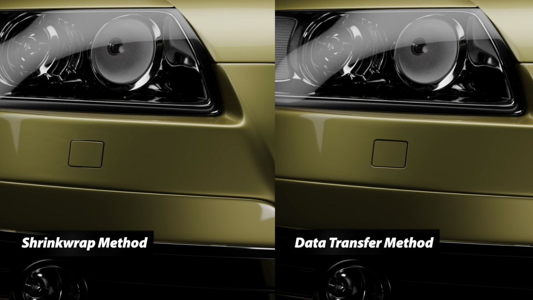So you can see here on the left, we're using the Shrinkwrap method, and there's still some crinkliness to the surface. It still is a little bit not quite right, whereas with the data transfer method, it's basically perfect. So anyway, I hope you found this to be useful.